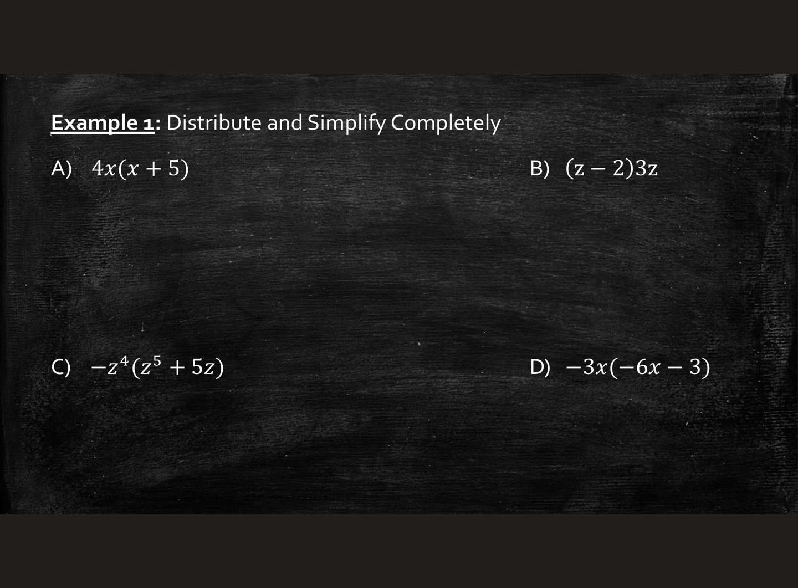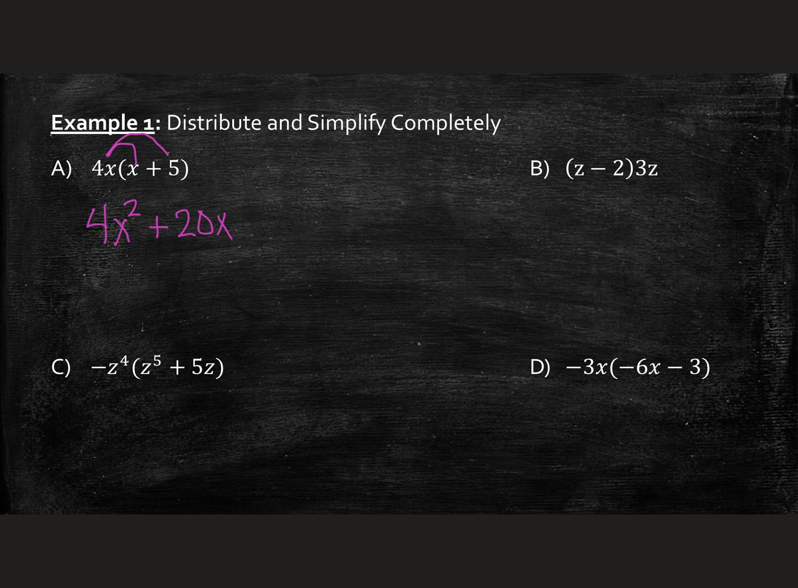So in these first 4 examples here, you're going to distribute and simplify completely. So if I distribute, that means I'm going to multiply the outside term by everything on the inside. So 4x times x gives us 4x squared, plus 5 times 4x is plus 20x. And that's all that you would do on this one.